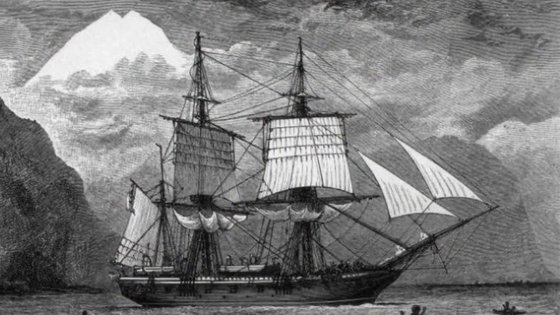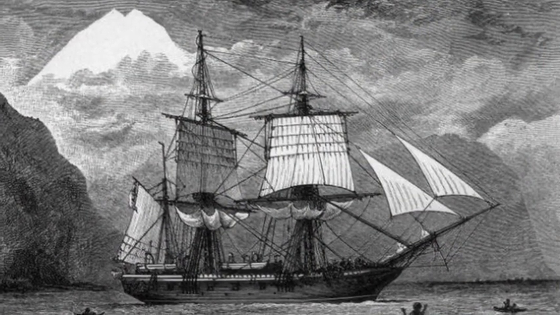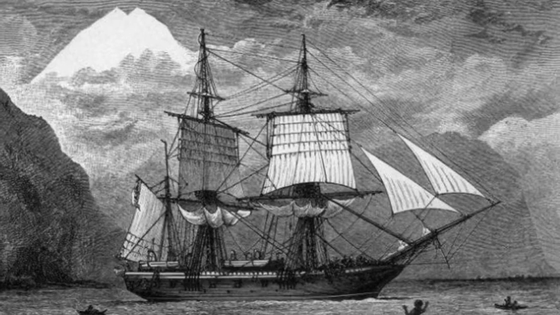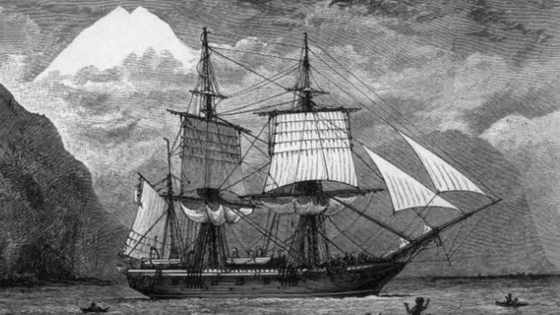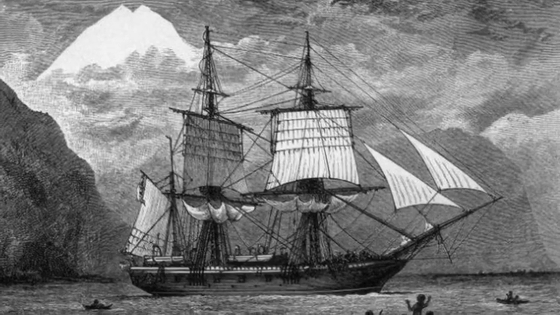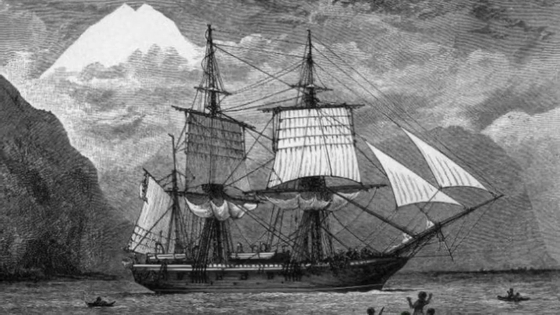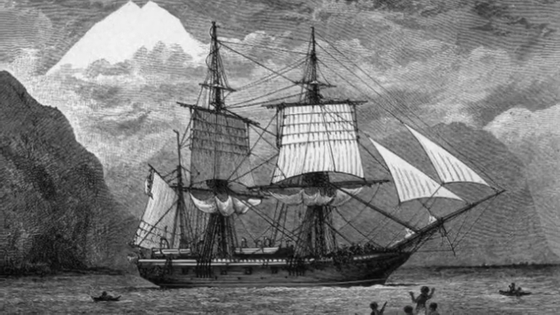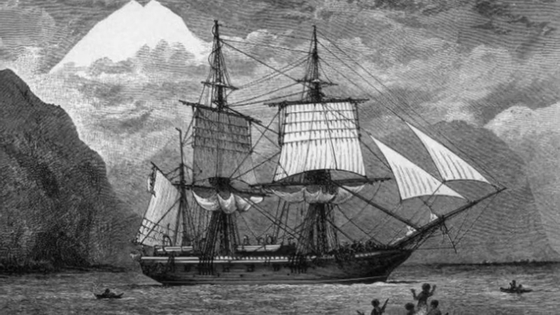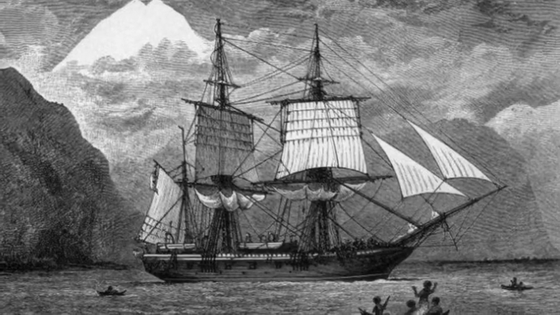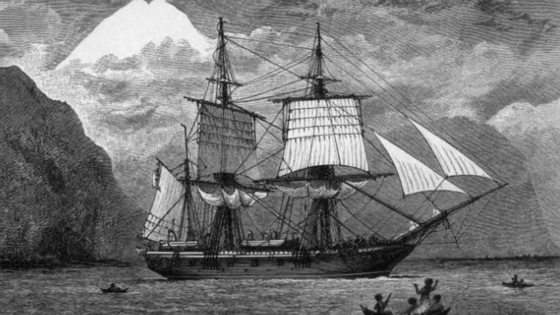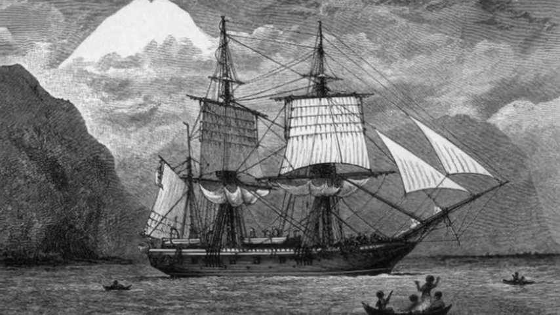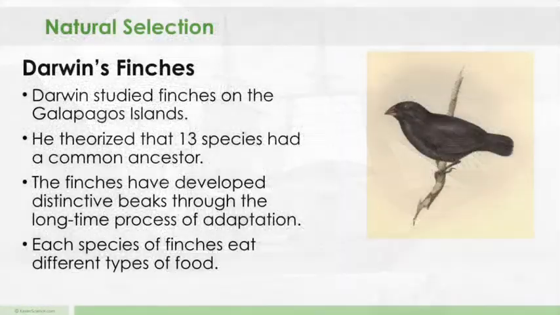Now we're going to look at where natural selection came from. Charles Darwin got on a ship called the HMS Beagle in the year of 1831, and he traveled to the Galapagos Islands. While he was in the Galapagos Islands, he studied a variety of finches. There were over 13 different species of birds that were all finches, and they had a common ancestor.